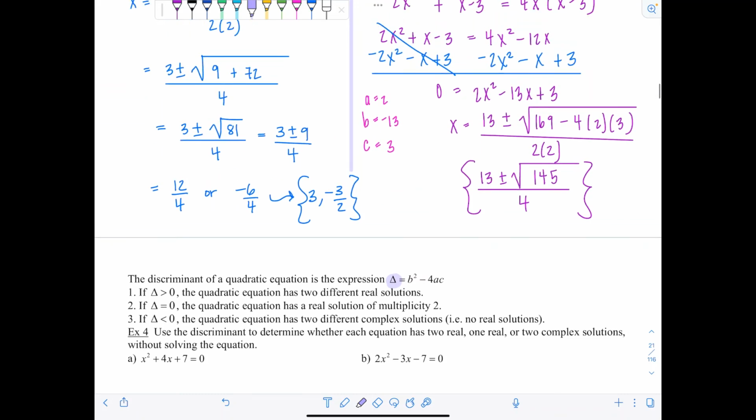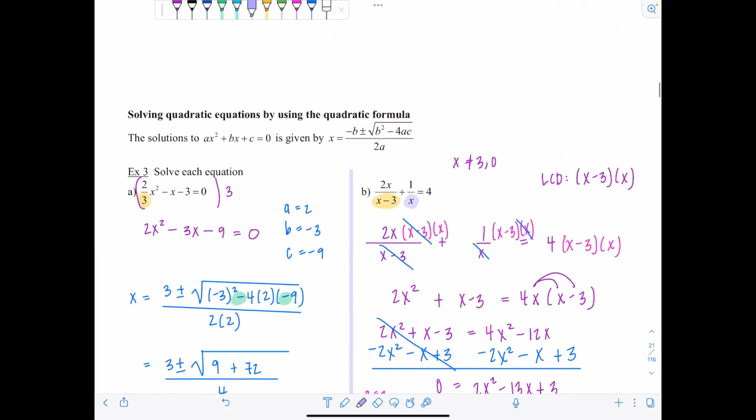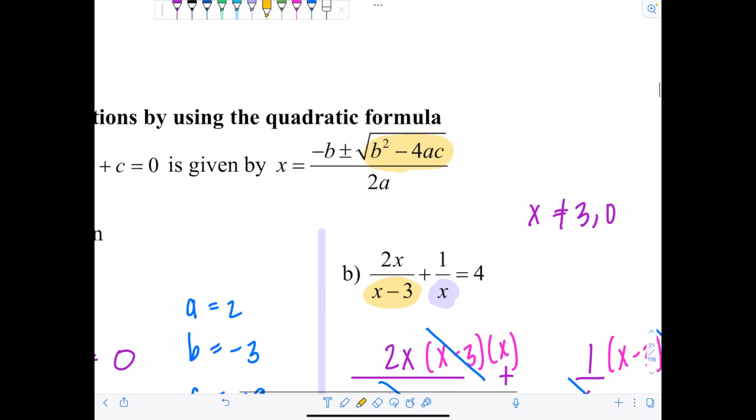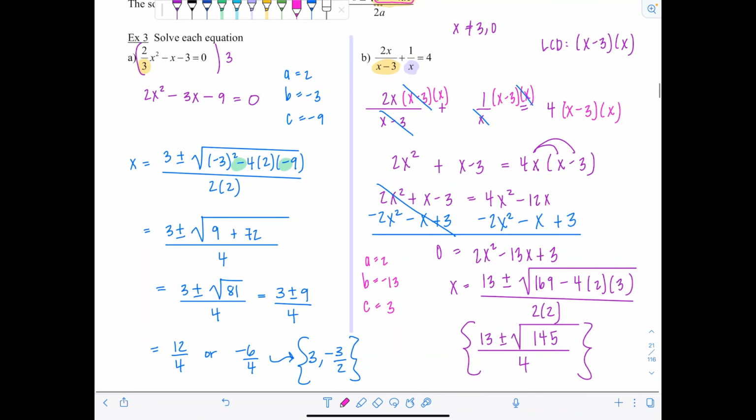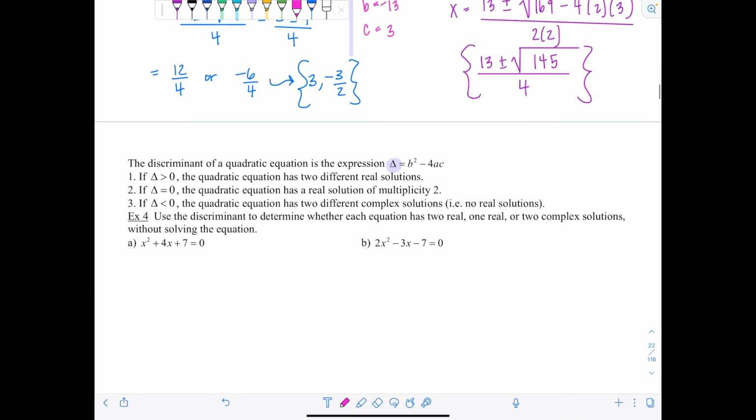It's basically the expression underneath the square root sign in the quadratic formula. So let's look back at the quadratic formula that we had in our notes. This right here is the discriminant, just that part underneath, without the square root. So if they ask you to find the discriminant, you're just finding this part right here that I'm circling. Okay, so here's some things to keep in mind about the discriminant. It'll tell you what kind of solutions you're going to have.